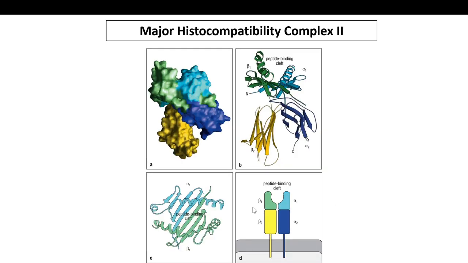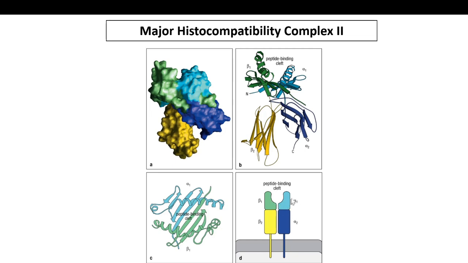Now for MHC2, there are two different polypeptide chains, called alpha and beta. The alpha has two domains, alpha 1 and alpha 2, and the beta has another two domains, beta 1 and beta 2.